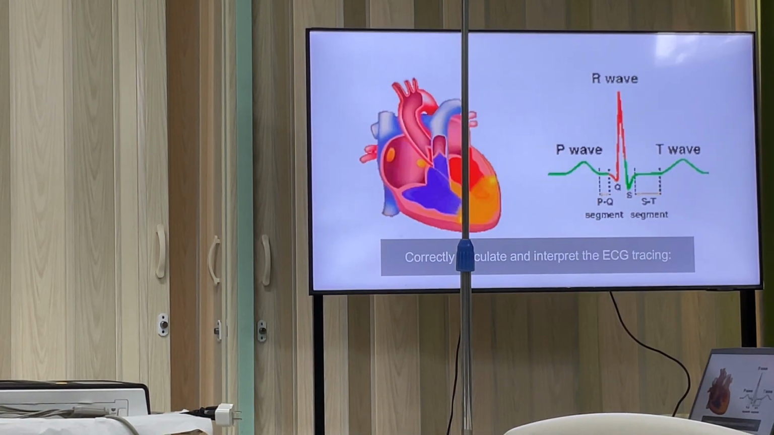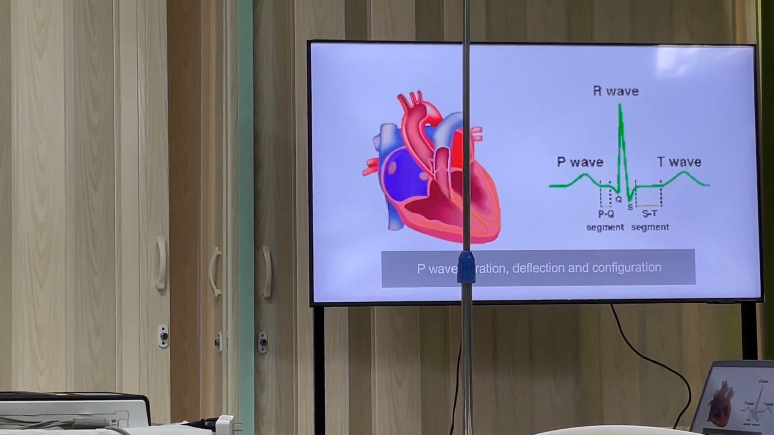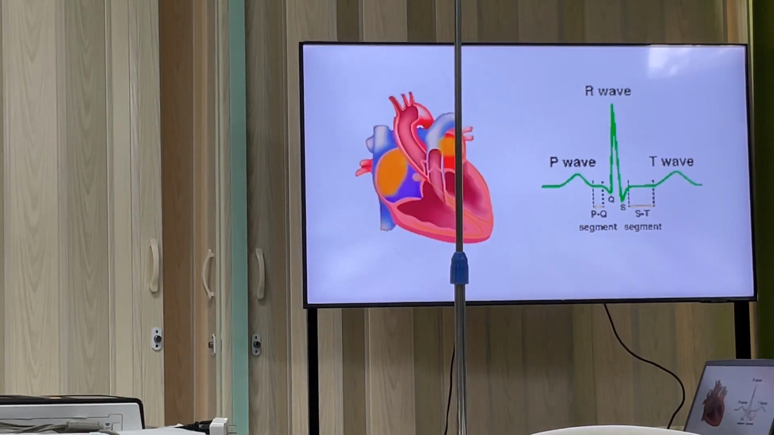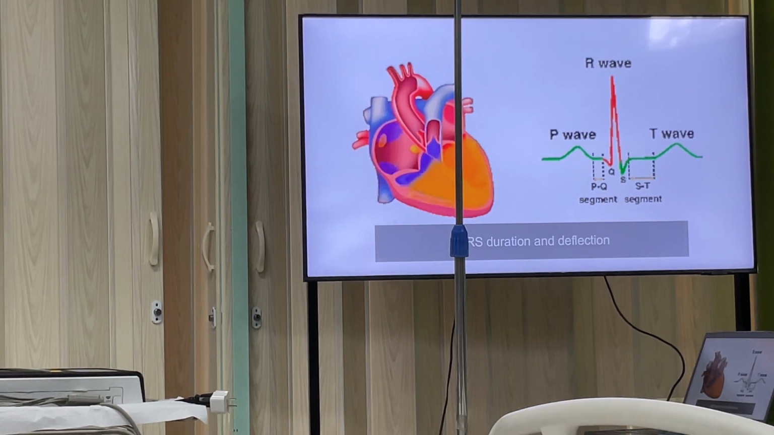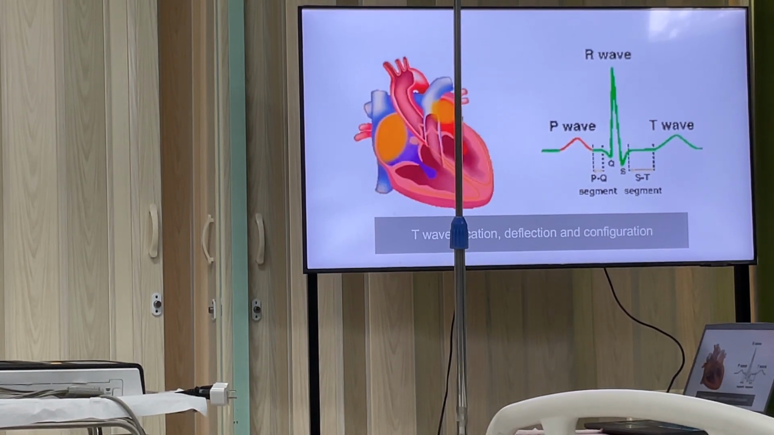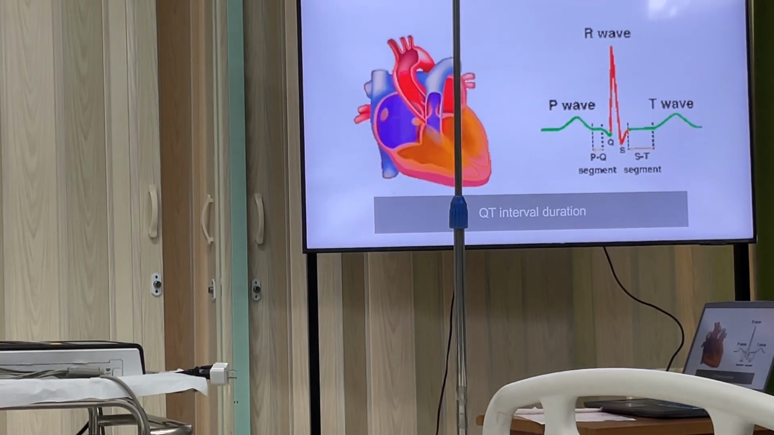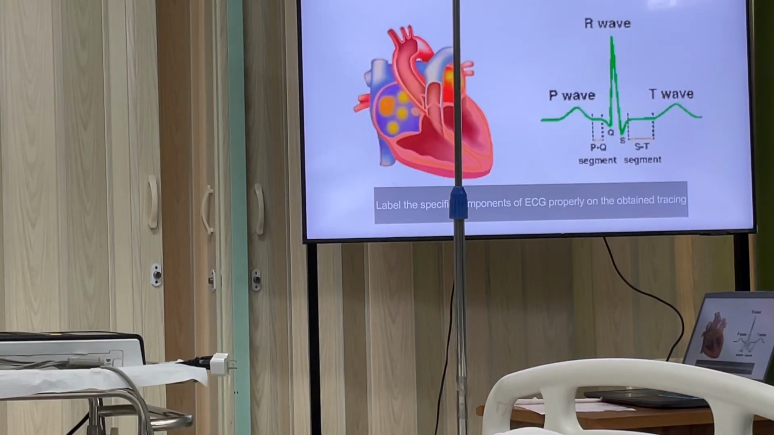Correctly calculate and interpret the ECG tracing, which includes the heart rate, the P-wave duration, deflection and configuration, the PR interval duration, the QRS duration and deflection, the T-wave location, deflection and configuration, and the QT interval duration. Label the specific components of ECG properly on the obtained tracing.